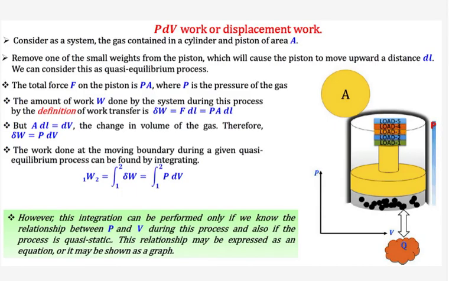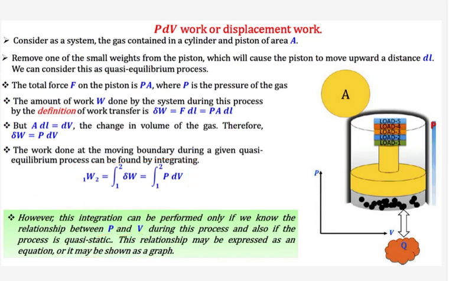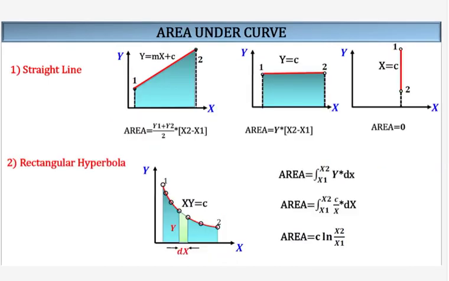Because this value of work done can be calculated with the help of integration, if we know the relation between P and V. And there is one more method, which is the graphical method. With the help of the graphical method also we can calculate the work transfer. So first we'll see what is area under curve, and then the graphical method, and then the integration method. We have two methods, integration method and graphical method. So first we'll see the graphical method.